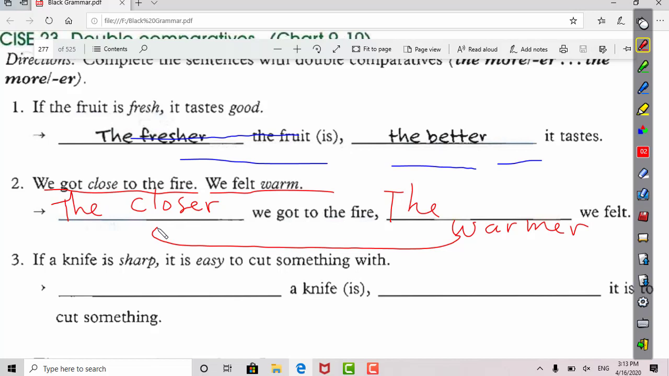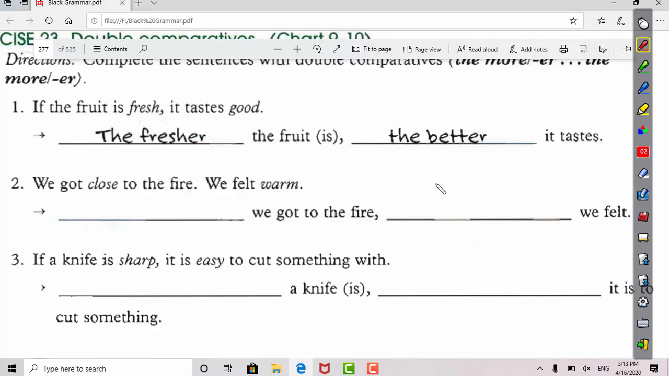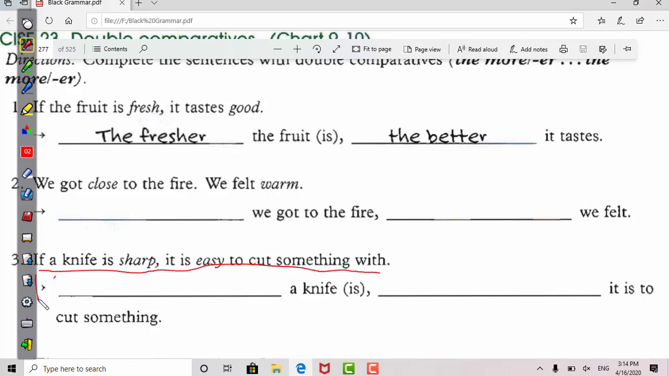All right. What about number three, number four, until number five? Okay, so now I will erase this one. We go to the next part. What about this one? If a knife is sharp, it's easy to cut something with. So we will start here. The sharper the knife, the easier it is to cut something.